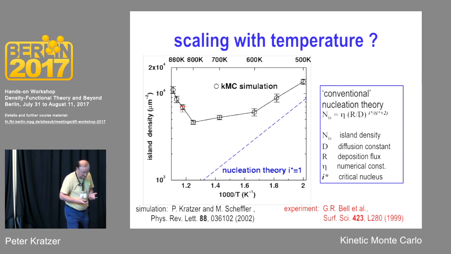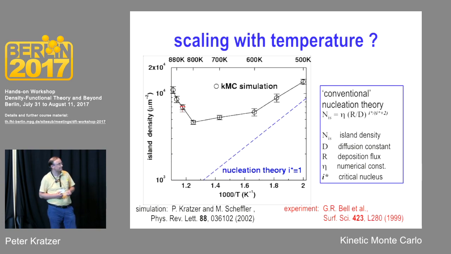And this is because you are running short of arsenic in this region here. Above 800, the arsenic desorption becomes appreciable. And the arsenic, it acts like a glue. It keeps the islands together. So when you lose too much arsenic, then your islands become fragile and you get many small islands.